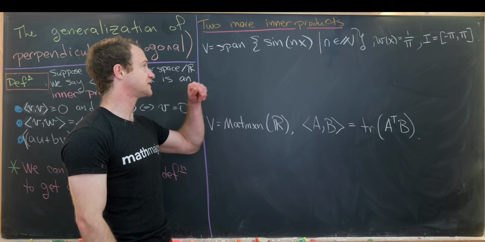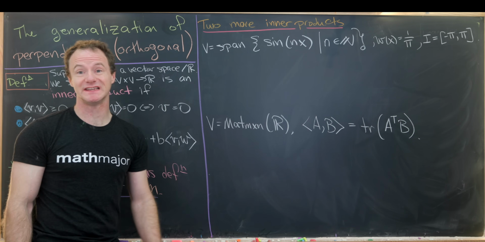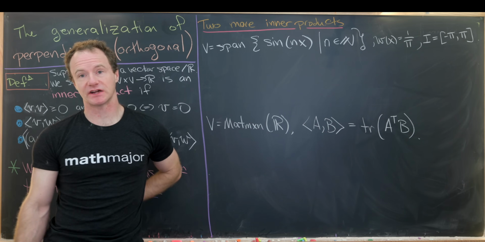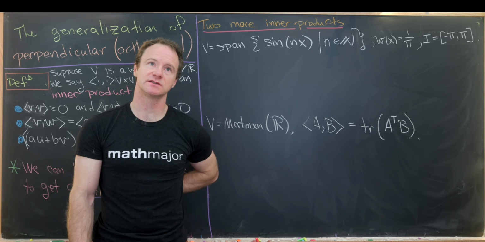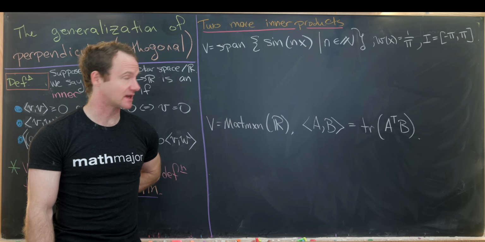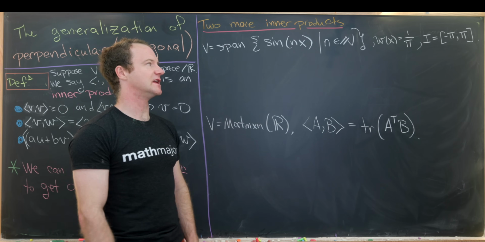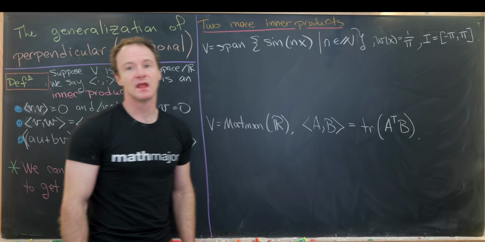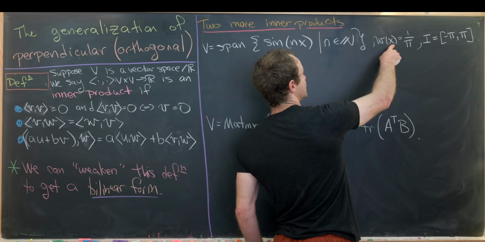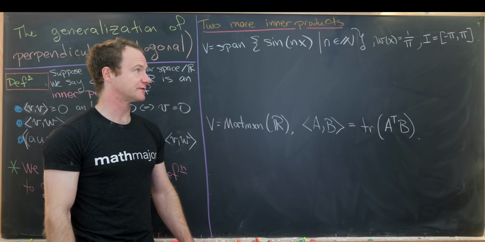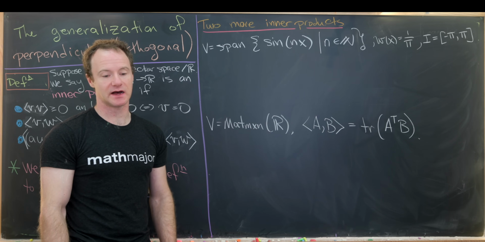So the first vector space is the span of all of these trigonometric functions. So it's sine nx, where n is a natural number. So you've got like sine x, and then sine 2x, and then sine 3x, and then sine 4x, so on and so forth. So this is motivated by Fourier series. And then we'll have our weight function, w of x, be the constant function 1 over pi, and then our interval will be negative pi to pi.